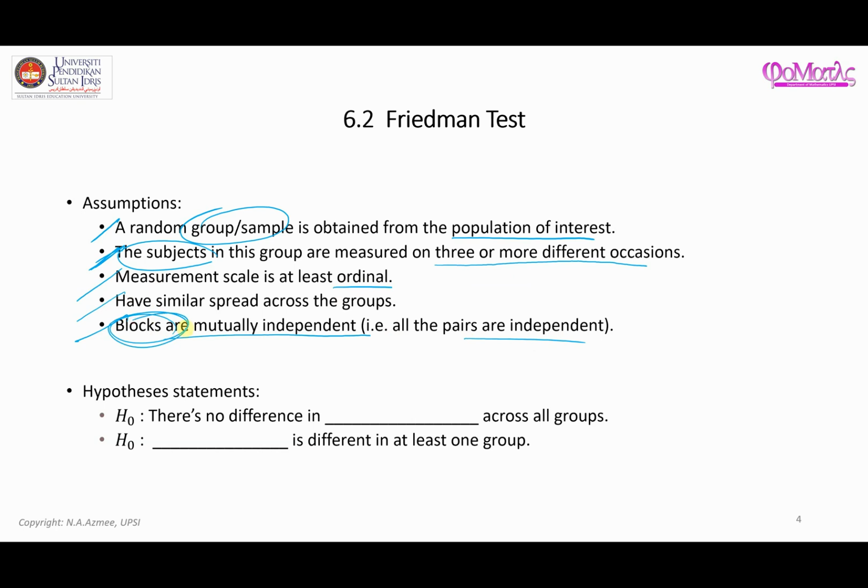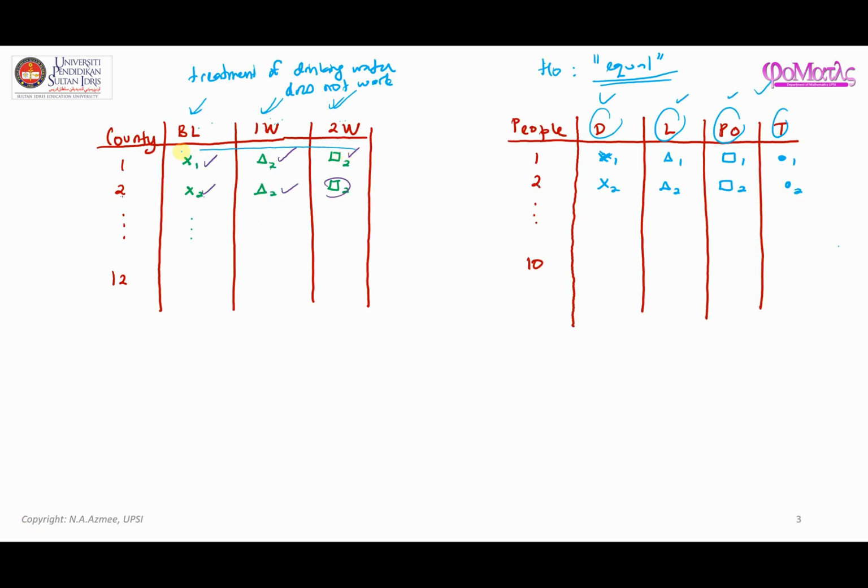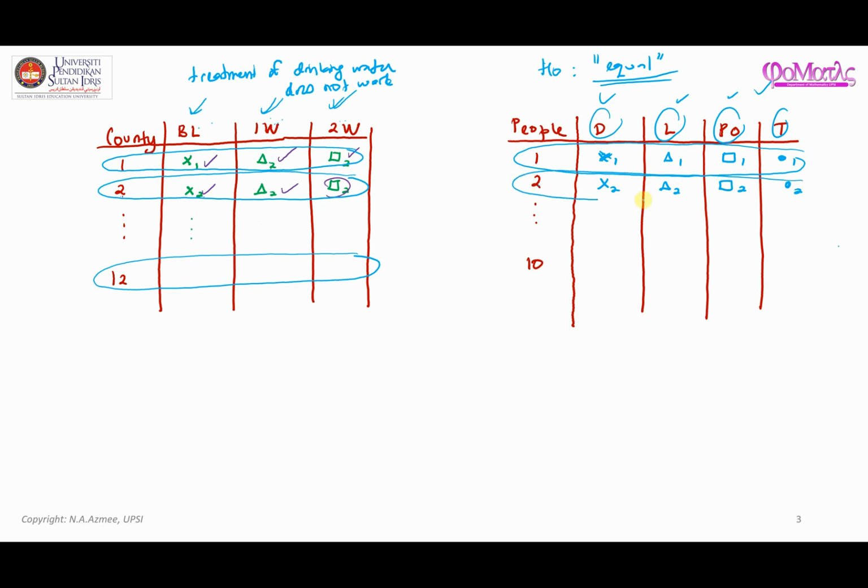So what it means by this particular assumption is that blocks in particular refers to this part. So here are the blocks. The first block, this is the second block, and this is the 12th block. Similarly, this is a block, because all the measurements here come from one subject or one person. This is also a block. Okay, so each block, block 1 is independent of block 2, is independent of block 12, and so on. So all the blocks here are independent. Basically, that is what it means.